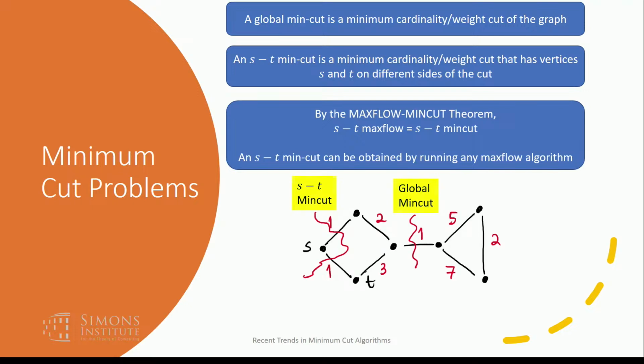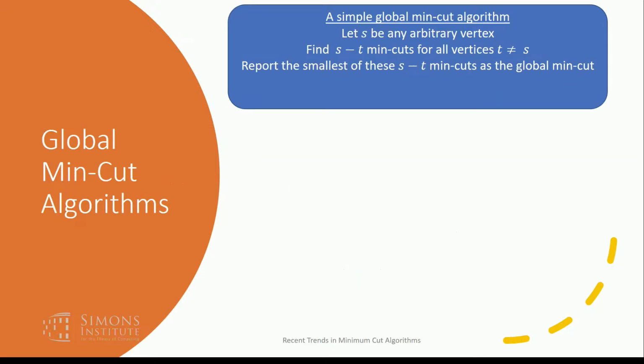So for example, in this graph here, the following is a global min cut. And here, this is the ST min cut for these vertices S and T. And note that the ST min cut is not necessarily the global min cut. So in this talk, we'll be studying both the running times of these problems, but also how these problems relate to one another. One classic and simple result is that a global min cut can be solved using many ST min cut calls. And here's the algorithm.